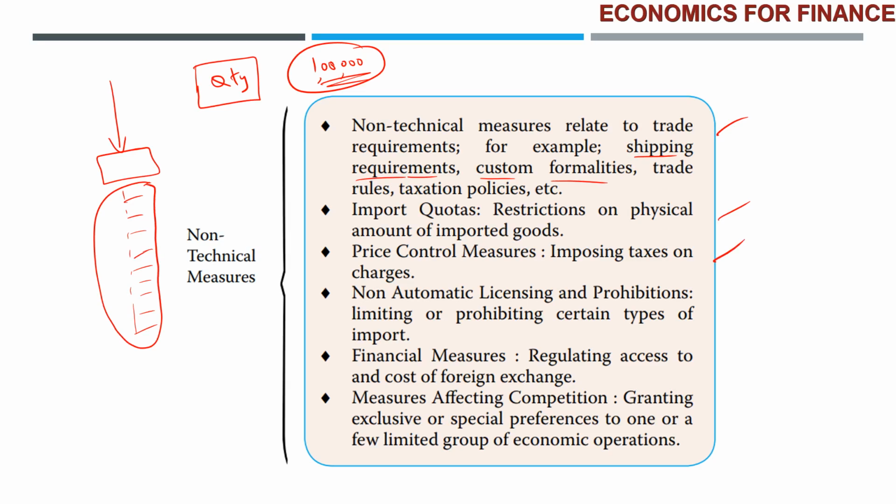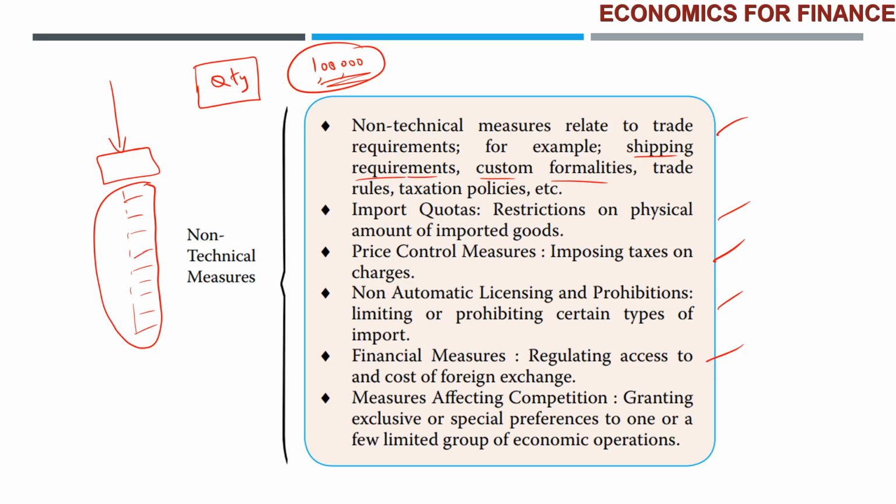In the same way, price control measures can be there. Imposing taxes on charges is a kind of tariff measure only. Then non-automatic licensing and prohibitions. Prohibitions means certain types of imports can be prohibited or limited, and we may say that licensing is not automatic. You have to go through a lot of procedure for an import license. It means we are discouraging imports once again.